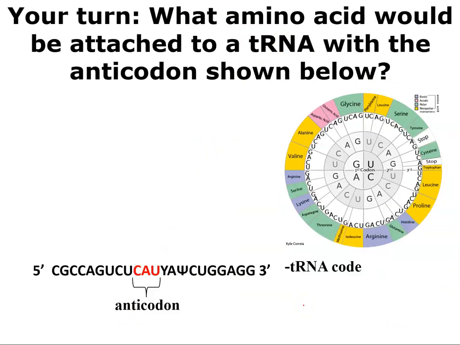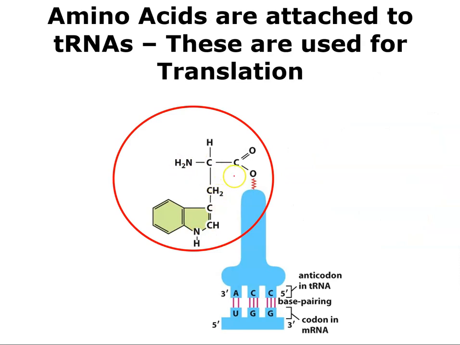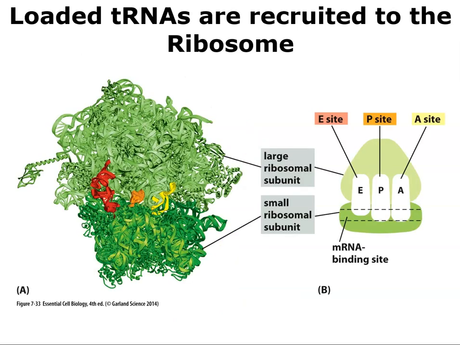Here's another one to try out. I'm not going to give you the answer, but if you have a question about this, please let me know. So these amino acids are attached to the transfer RNAs, and then these are used in translation, as we've been talking about. The ribosome has different sites: an exit site, a peptide growing site, the P site, and also an amino site. These are the different regions where the transfer RNA will bind, transfer, and make the peptide, and then that transfer RNA will exit.